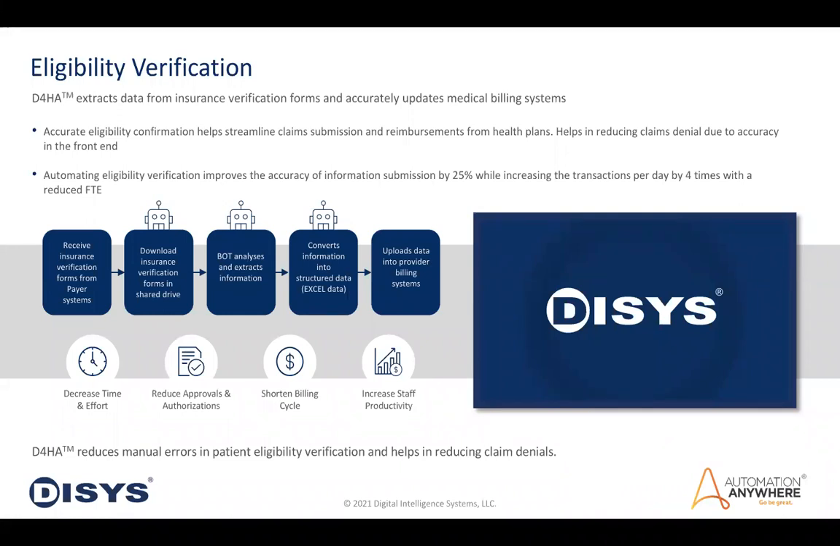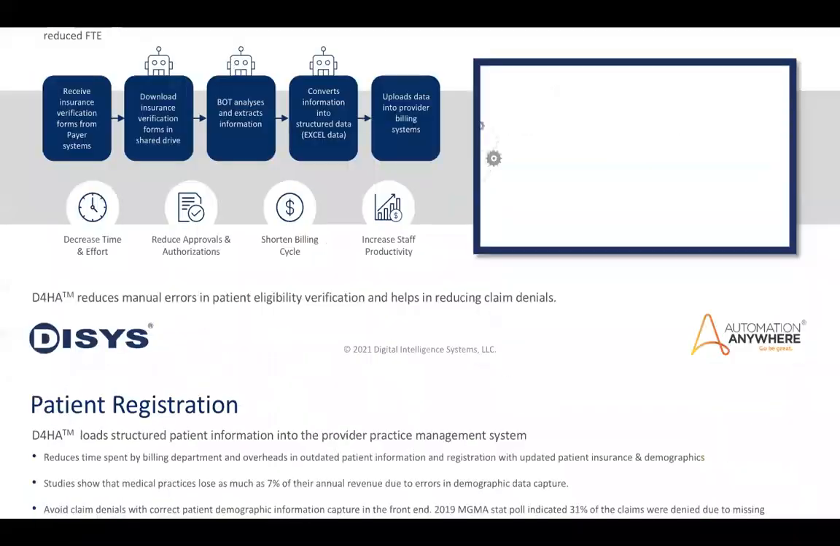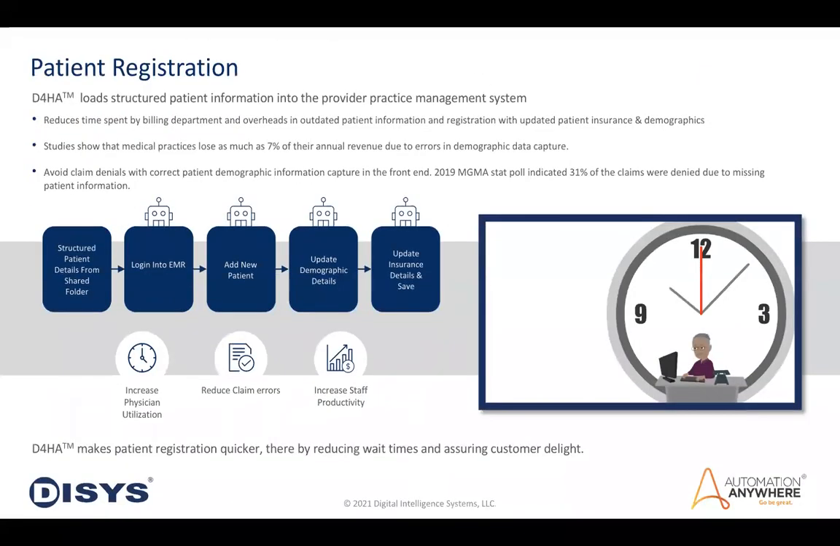With that, we'll go to the third one, which is the final one we wanted to show today, which is the patient registration and particularly the demographics. It's very important. We capture it early on and update it. And studies show that medical practices lose as much as 7% of their annual revenue due to errors in demographic data capture. So if you can do it early on and have the right data, it again helps you, like the previous scheduling that you saw, in terms of denials as well. So we can avoid claims denials with correct patient demographic.